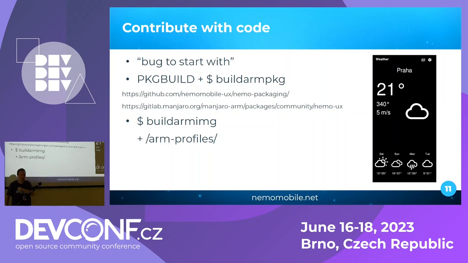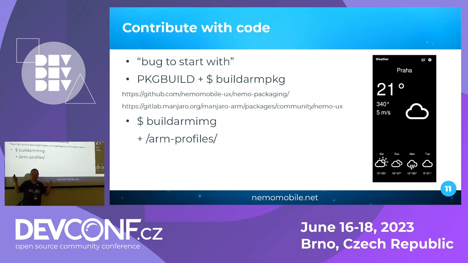If you want to start, you will probably need to go to the Nemo packaging repository. It contains package builds for all our 150 packages. So if you want to debug the calendar, you start with the Glacier calendar repository. You will see how it is built and what dependencies it has, and you can track it down to the issue.